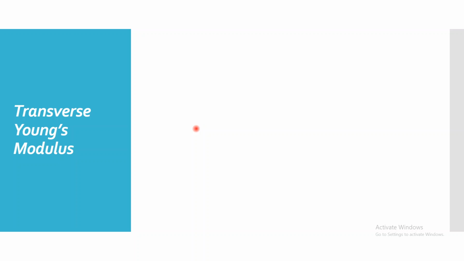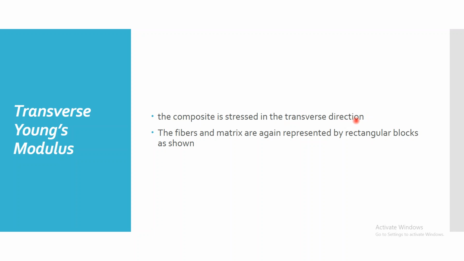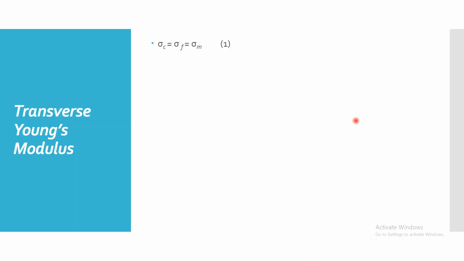Transverse Young's modulus. Transverse means perpendicular to the fibers of the composite, where the composite is loaded in the transverse direction, so the load acts perpendicular to the fibers. The next assumption I am going to take here is that the fibers as well as the matrix are again represented in terms of rectangular blocks, as we did in the previous derivation.